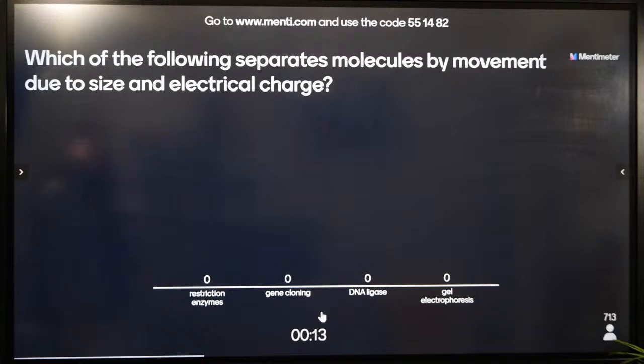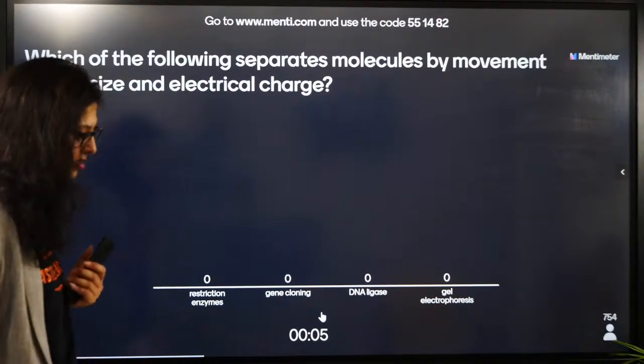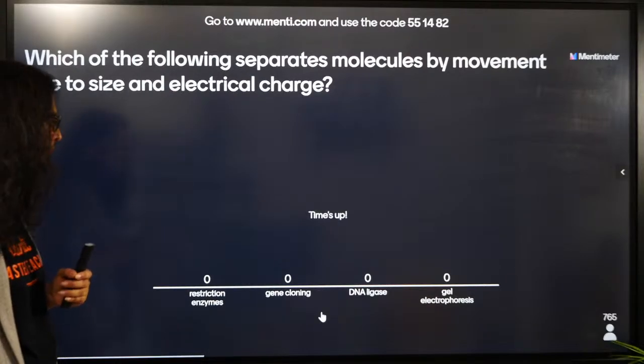Which of the following separates molecules by movement? Easiest question. Come on. Restriction, gene cloning, ligase, electrophoresis. Come on, nail it. Biotonians. Let's stop NEET Biotonians.